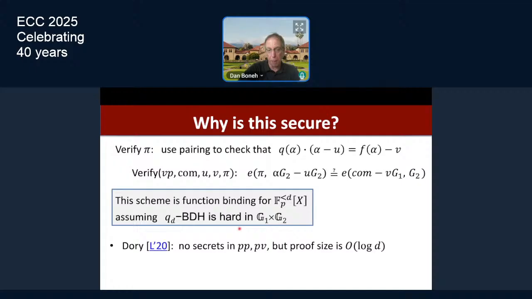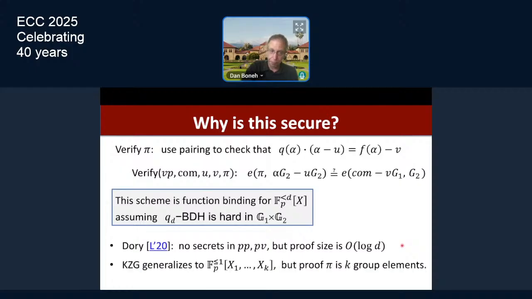The first one is that there are many variations on KZG. One that I really like is called Dory. Dory avoids this toxic waste. So the public parameters and prover parameters and verifier parameters don't contain any secrets. The cost for removing the toxic waste is that now the proof is not a single group element, but rather like order log d group elements. So the proof is a little bit longer, still logarithmic, which is very impressive, but now there are no secrets that need to be stored or disposed of during setup.